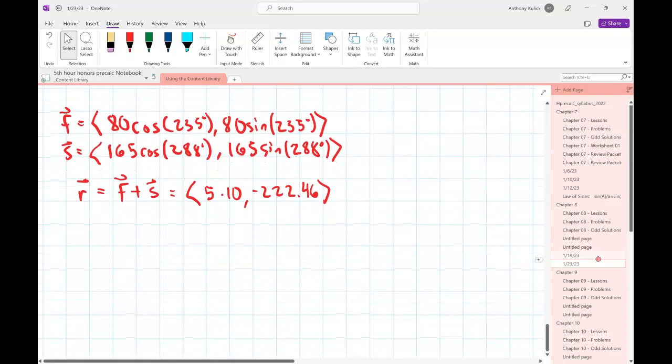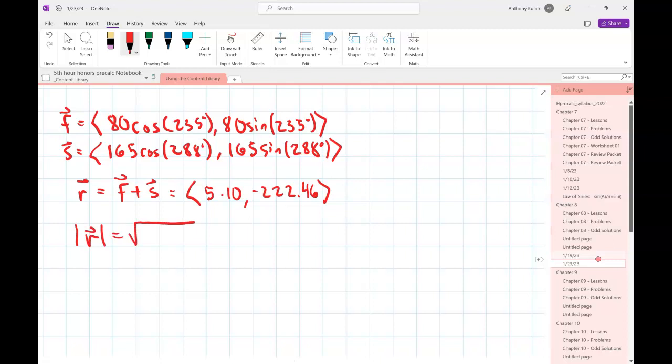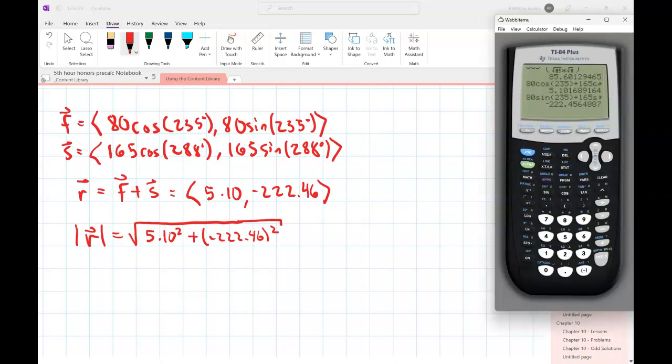So the last thing I would need is the magnitude of that resultant. To calculate the magnitude of the vector, I just do x squared plus y squared, square rooted. And here I have to be a little bit careful with the negative. If I'm going to just do that, I'm going to put it in parentheses. So 222, 51.